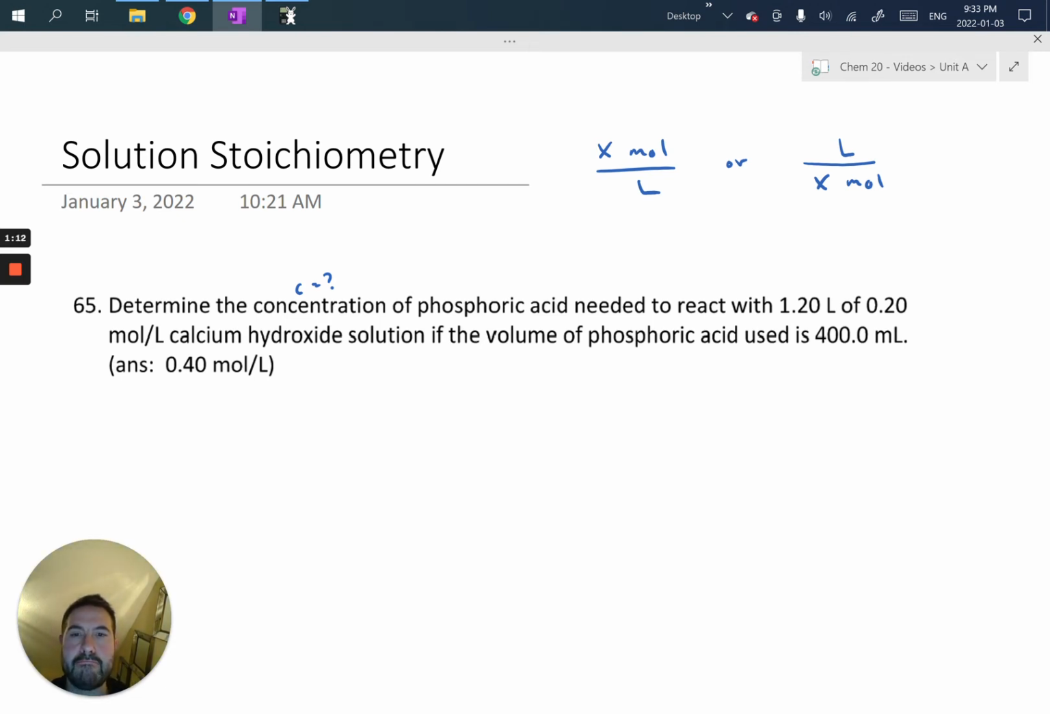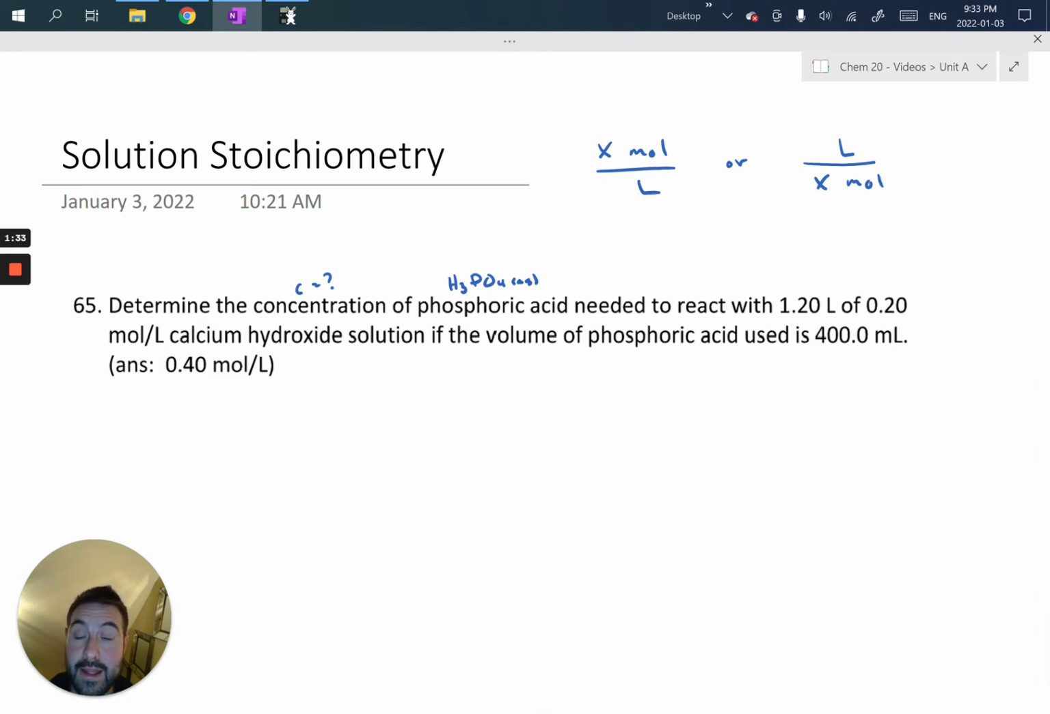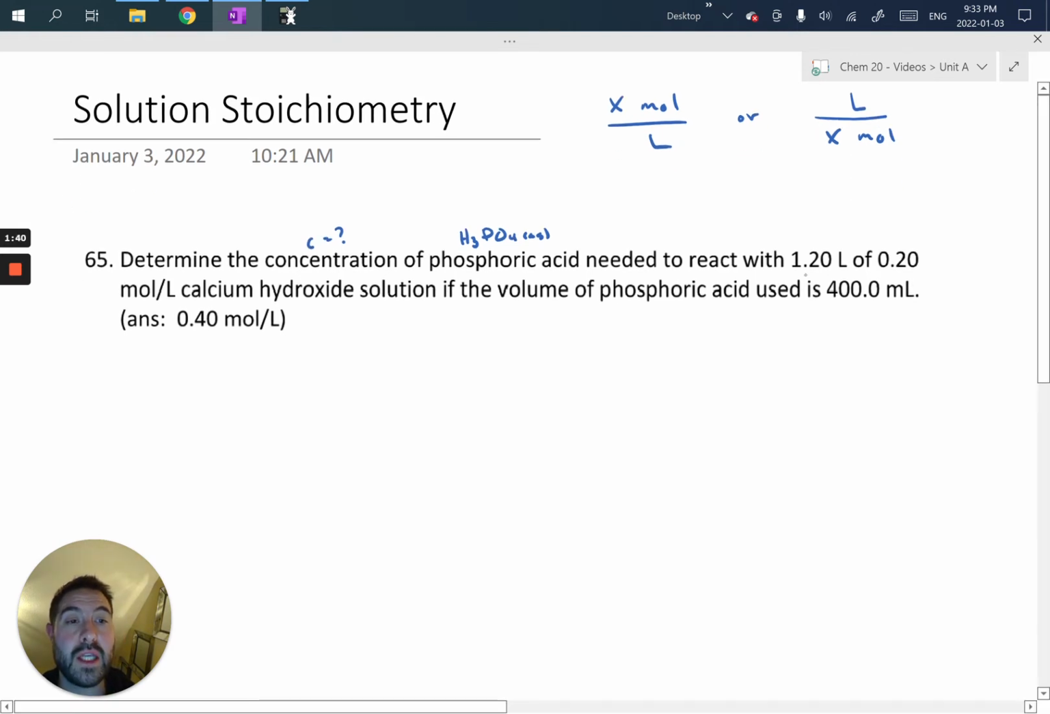Looking at the problem here, I'm going to jot down a couple of things. Phosphoric acid right away, and go find the chemical formula for that on the acid-base table that's in my data booklet. So I'm going to look that up, and it's H3PO4 aqueous. That's phosphoric acid, and I want to know the concentration of that at the end of this. What is the concentration of that needed to react with 1.2 liters of a 0.2 mole per liter calcium hydroxide?